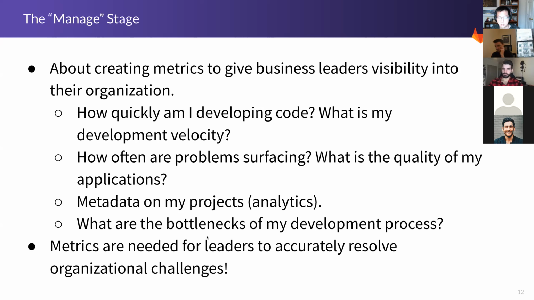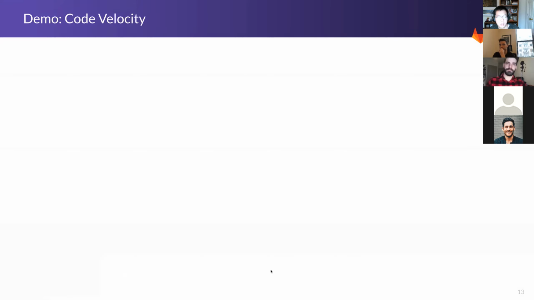So trying to figure out what the bottlenecks are, and which people are actually doing a great job. That's what we're talking about here. Ultimately, metrics are needed for leaders to accurately resolve organizational challenges. Without them, you don't have a compass, you don't have gauges, you don't have a roadmap. The reason why, on all those calls that we have, the first thing we do is go through the metrics. Which ones are going well, which ones aren't going well. So that's what we're talking about in the managed stage.